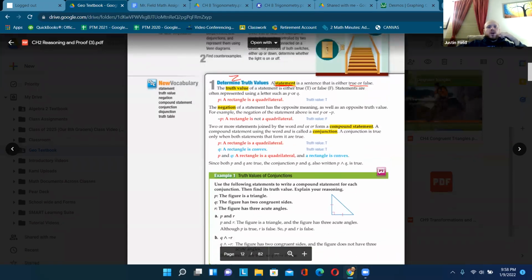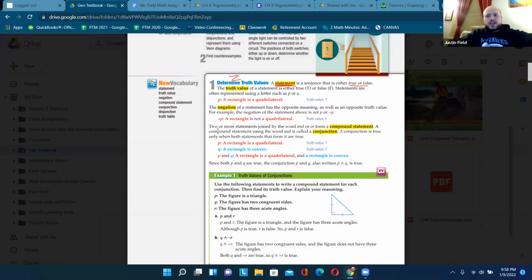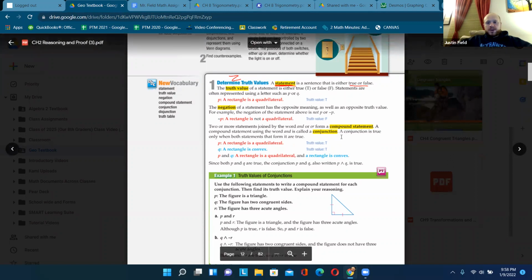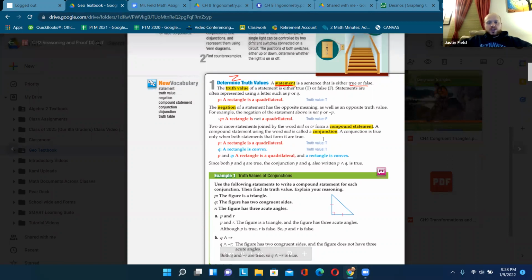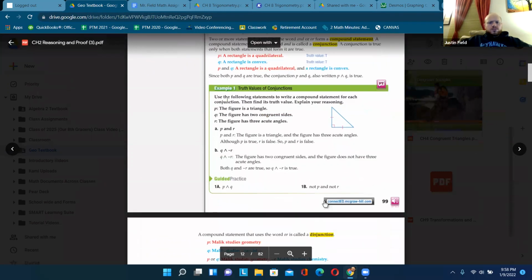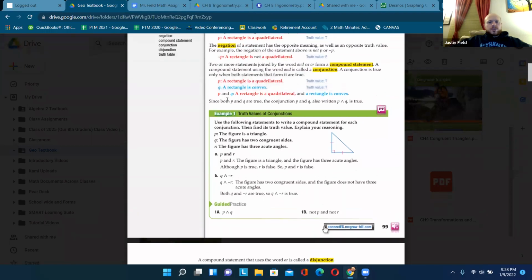All right, so I didn't pick every section that we do to go back to, but I picked ones that either it's been a while and you'll forget them, or I just know that they're really important. So statements, truth value, negations, compound statements, conjunctions, disjunctions are very important in math and logic. So let's just go back to that for a second.